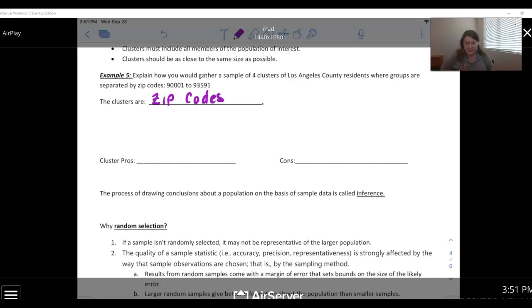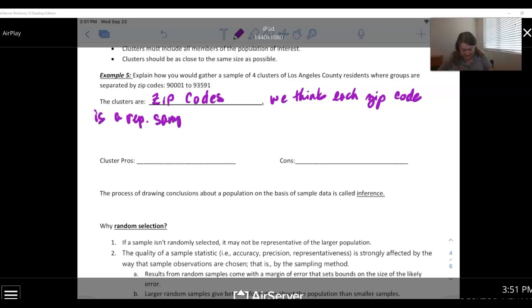Okay, and we're doing this because we think each zip code is a representative sample of all of Los Angeles. Now we know that that's not technically true, right? If we pick a zip code up here in Santa Clarita, it's not going to look the same as a zip code that's in inner city LA, but you get the general idea. So this is leaning towards not the greatest method to do because we're lazy.